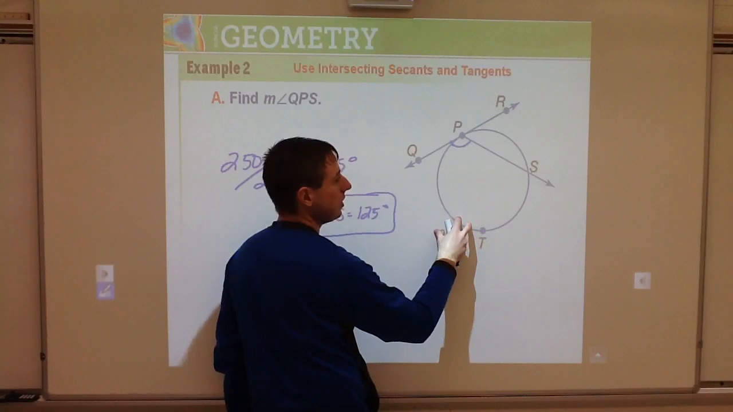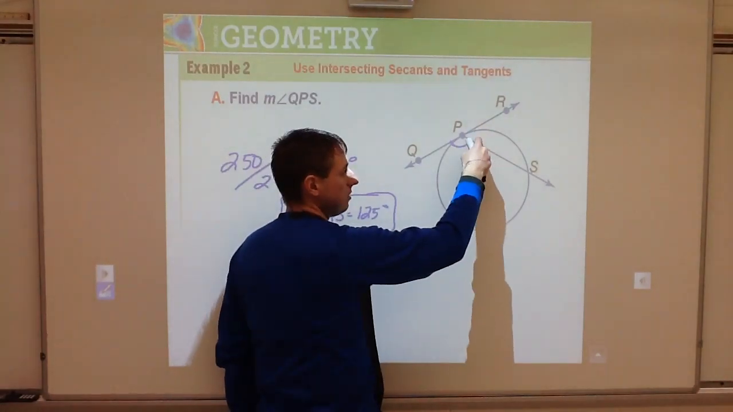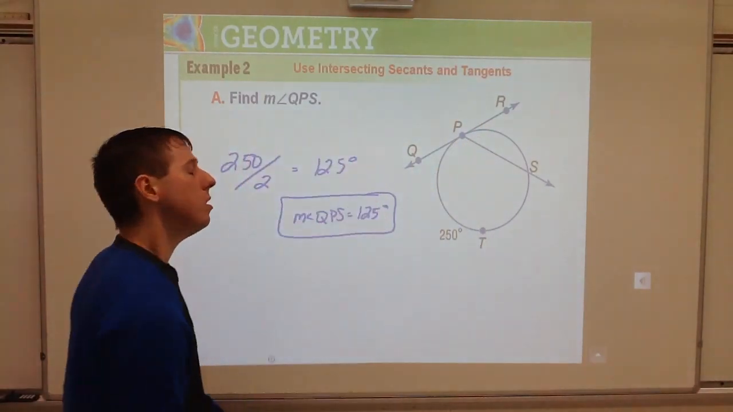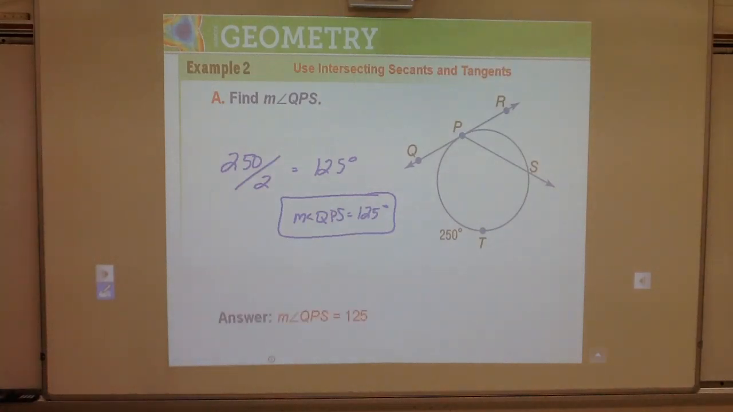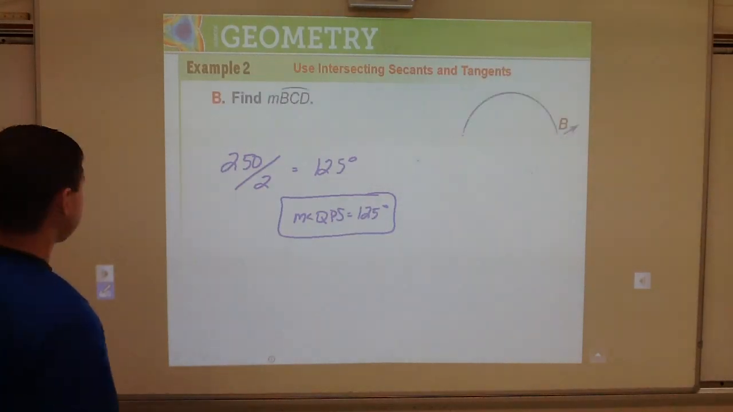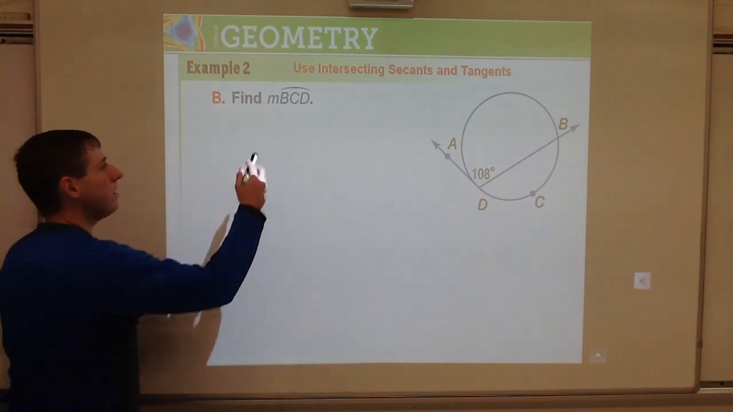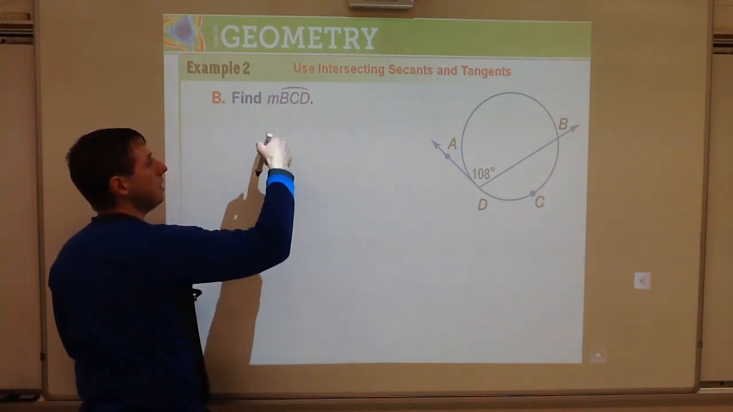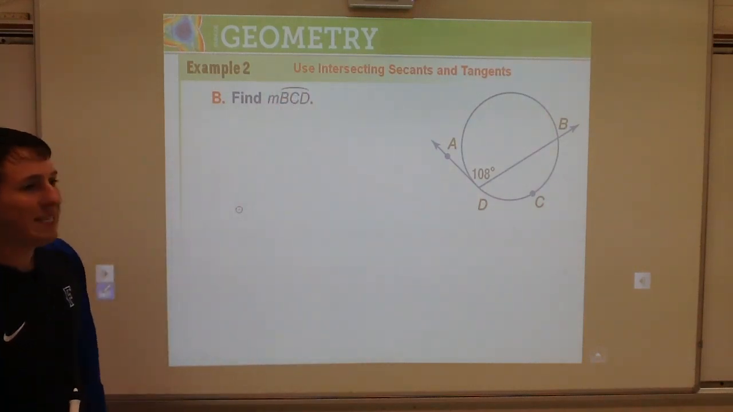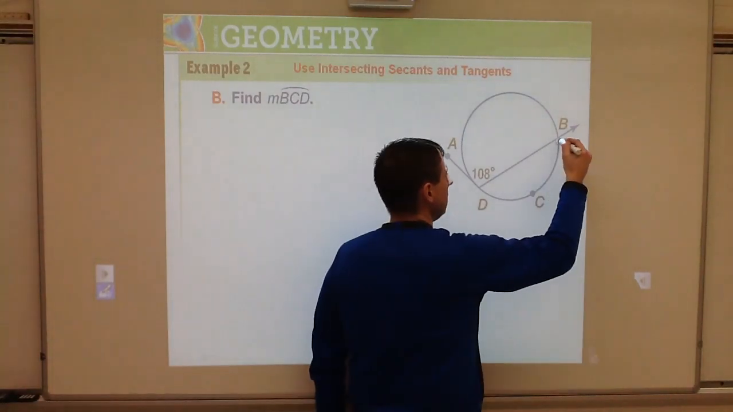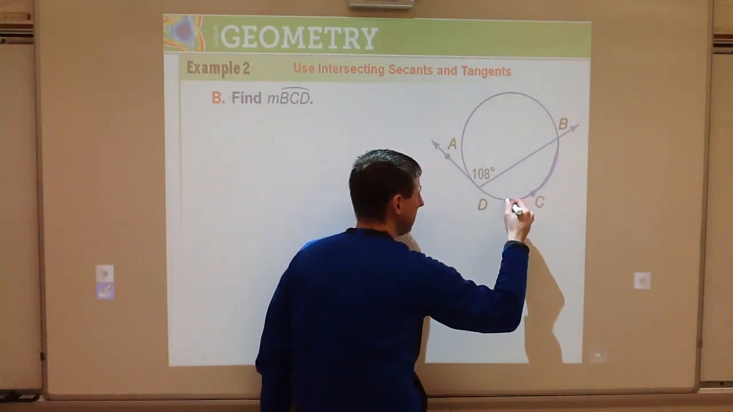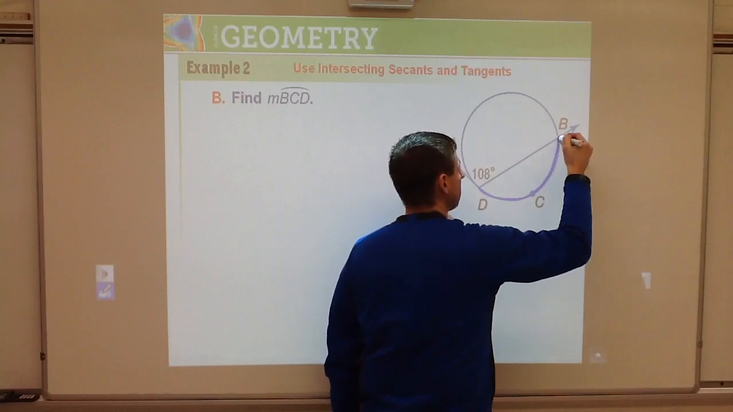Okay, and on the next question we're going to have maybe a number here and try to find something on the other side. So sometimes you have to work a little bit more, but still not too hard. So make sure you understand the question. This one now is wanting us to find an arc. That's why they got this little thing above it. We're trying to find the measure of arc BCD, that arc right there.